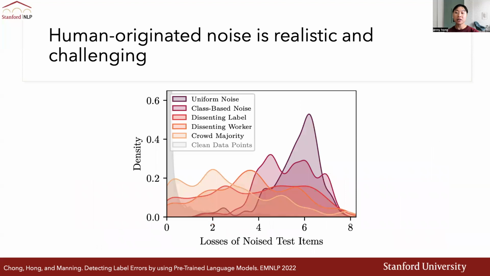Here are the distributions of losses when evaluated on different types of noise. Uniform and class-based noise in purple are super high loss. They're way out to the right and easy to pick out. Human-originated noise, shown in orange and red, are way harder to pick out, and they look a lot more like the correct data points.